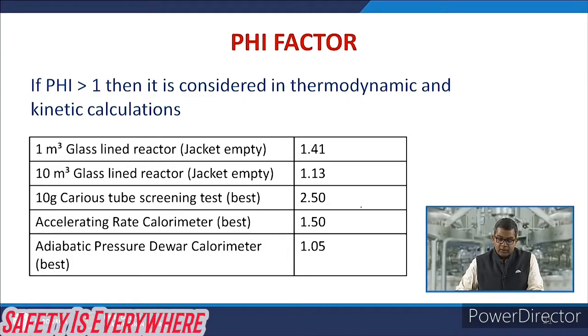So, we have enlisted several cases. For a 1 cubic meter glass lined reactor when the jacket is empty, the phi factor is 1.41. For a 10 meter cube glass lined reactor when the jacket is empty, it is 1.13. For a 10 gram Carius tube screening test, it is 2.50. Accelerating rate calorimeter, 1.50, and then adiabatic pressure Dewar calorimeter, 1.05.